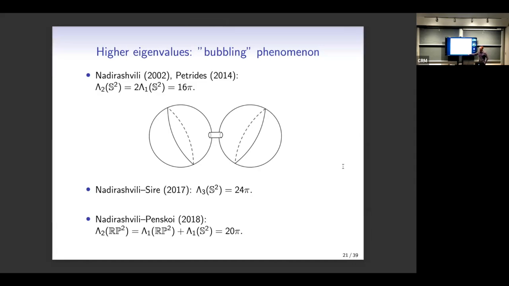So what you can do for RP2, I used to draw pictures, but for RP2, it's very hard. You can look at RP2 and glue S2 to it in the same fashion, right? So the resulting surface will still be homeomorphic to RP2. You cannot glue two RP2s together because you get the Klein bottle, but you can still glue RP2 and S2 together. And it turns out that this is a maximizer. So somehow there is a general phenomenon here. And in fact, this can be proved. We were able to prove this in full generality for spheres and projective planes.